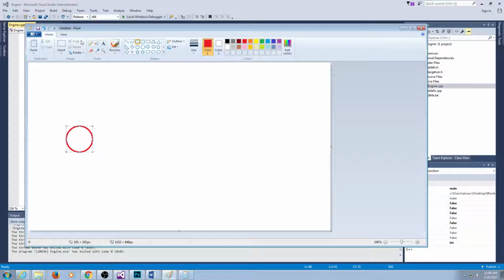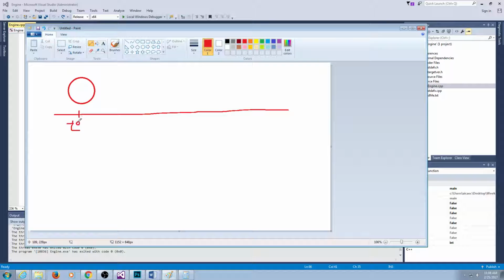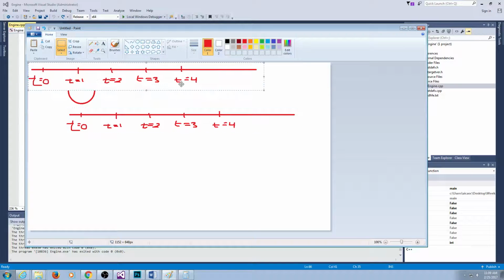I want this guy to be red. Bear with me while I do this. This is my timeline of where my ball is. This is going to represent the distance line for where the ball is, and what I'm going to do is break it down so that this right here is t equals 0, and then I have another one here. t equals 1, 2, 3, 4. I have 2 of these.